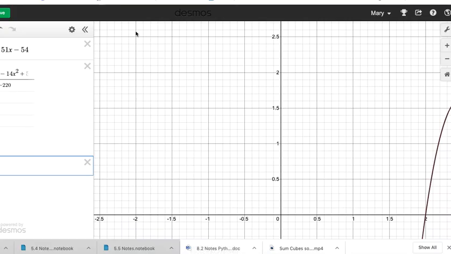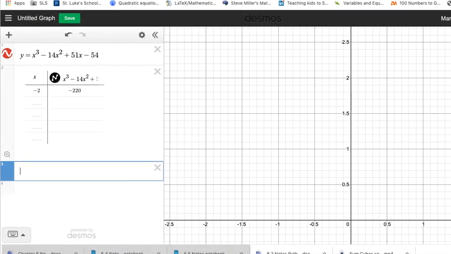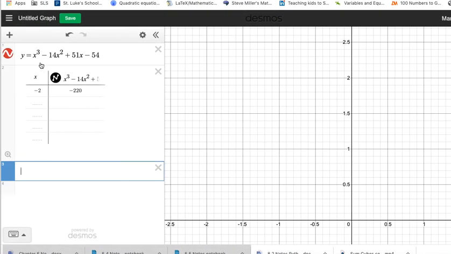So look at Desmos with me here. Let me move it so you can see it a little bit better. I put in the function that we were working with, the polynomial x cubed minus 14x squared plus 51x minus 54. And then I took that and made a table. And I plugged in negative 2 into that function. That's my input. X was my input. The output that I got was negative 220. That was my remainder, right?